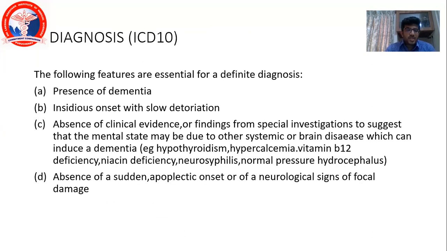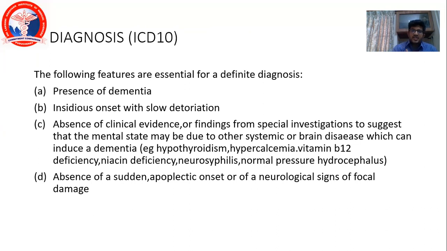So this is the ICD-10 diagnostic criteria. The following features are essential for a definitive diagnosis. First, the presence of dementia, as told earlier. What are all the symptoms of cognitive impairment that the patient is facing? The patient might be impaired in judgment, all those things might be impaired. So the presence of dementia must be there.